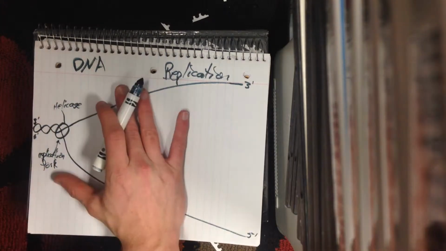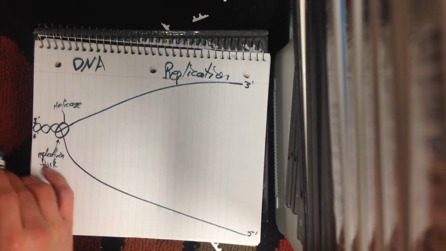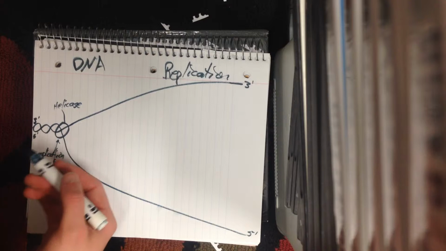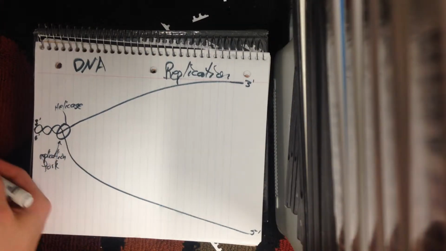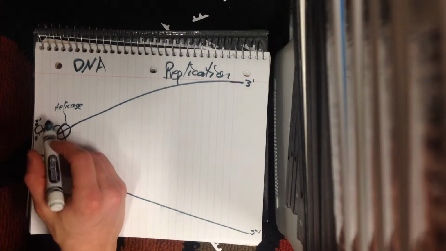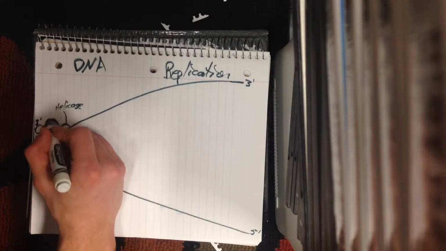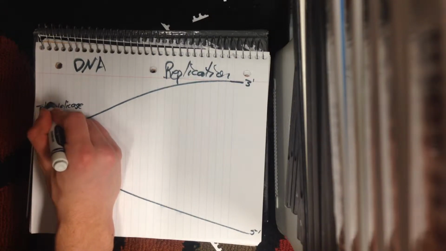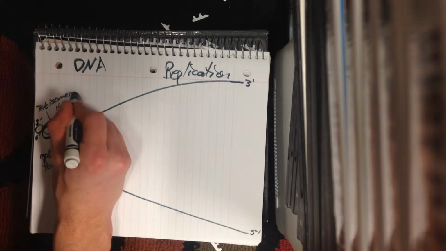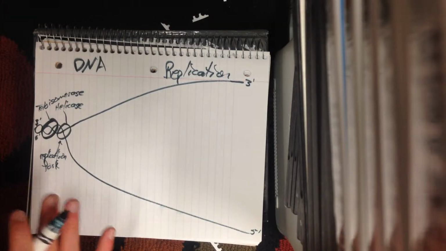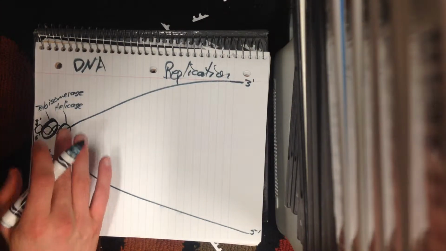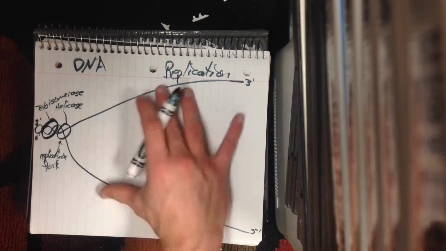But in being separated, it's actually causing a lot more strain on the coils and the double helixes down the road of the DNA molecule. So in order to alleviate that strain, we have a protein called topoisomerase. And again, all this does is it just alleviates the strain caused by the helicase, which separates the DNA strands.